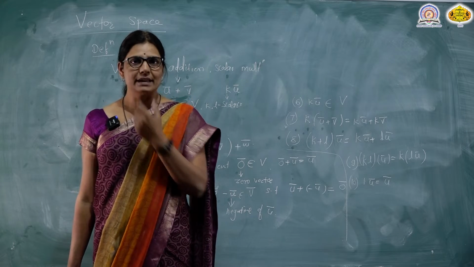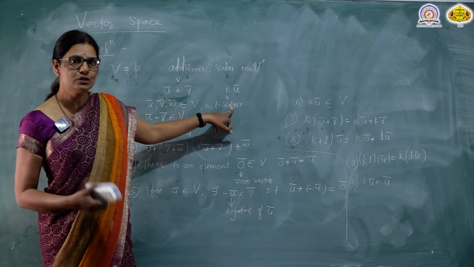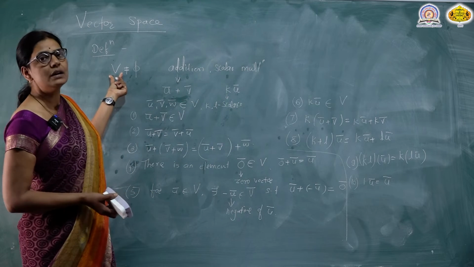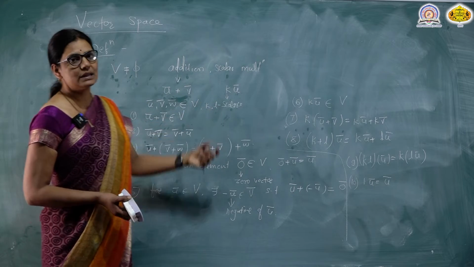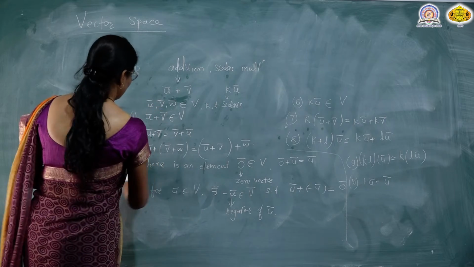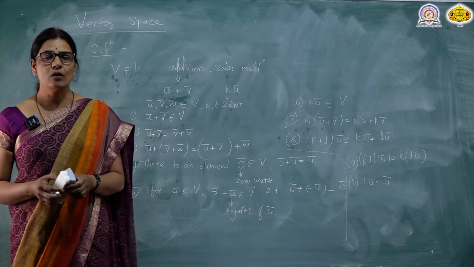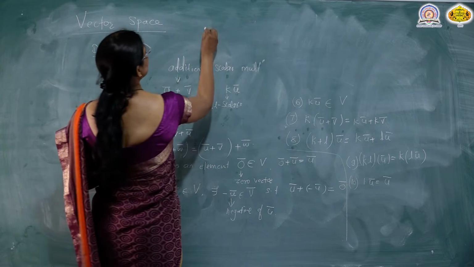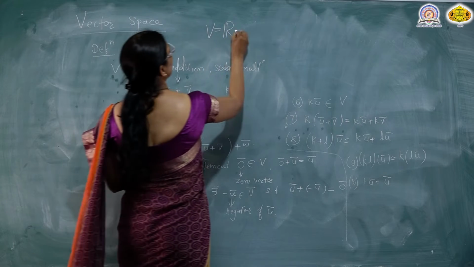For the purpose of application, these scalars are either real numbers or complex numbers. If the scalars are real numbers, then it is called a real vector space, and if the scalars are complex numbers, then it is called a complex vector space. So now we consider one simplest example of a vector space. All of you are familiar with the set of real numbers. So we consider here V is equal to R, that is, the set of real numbers.